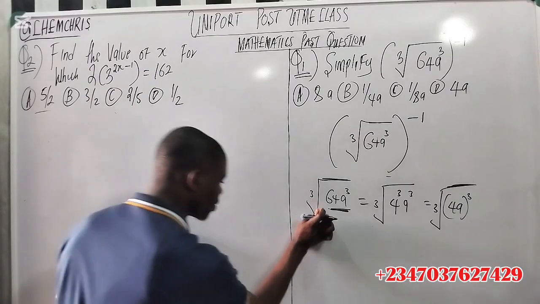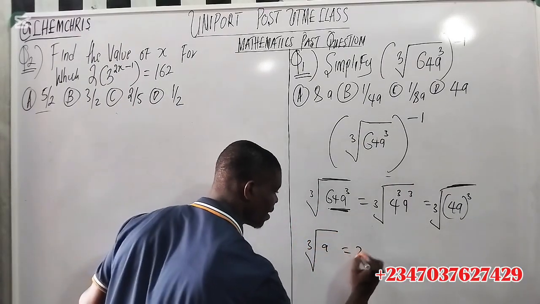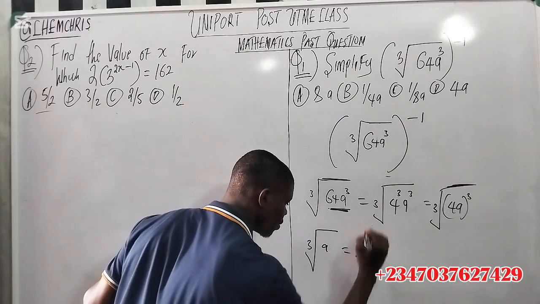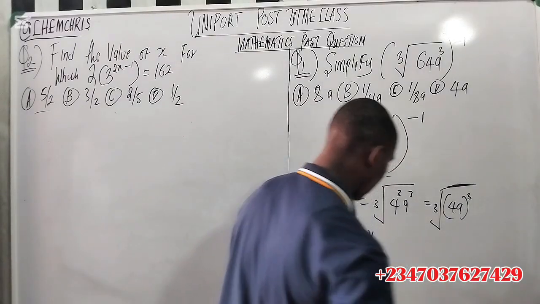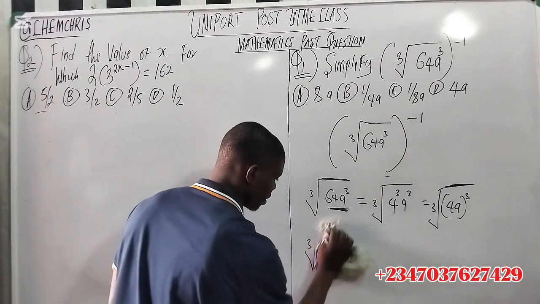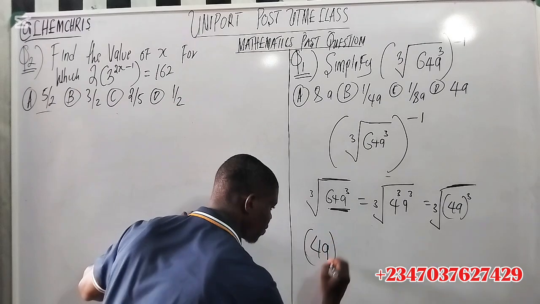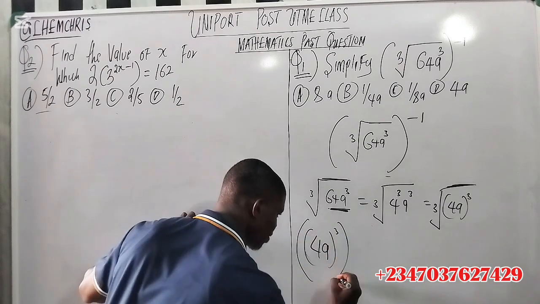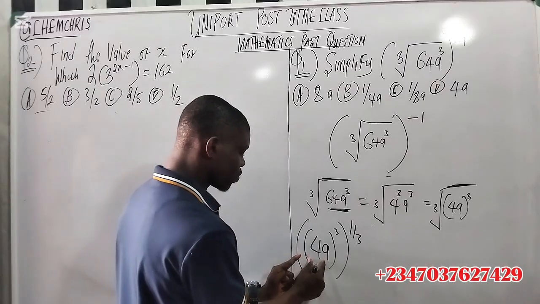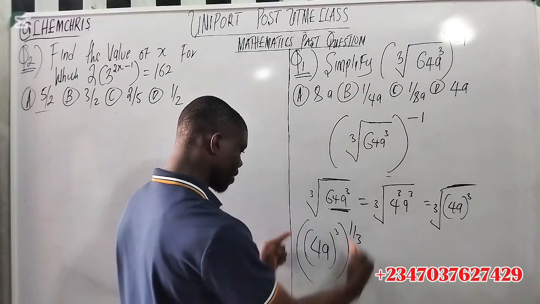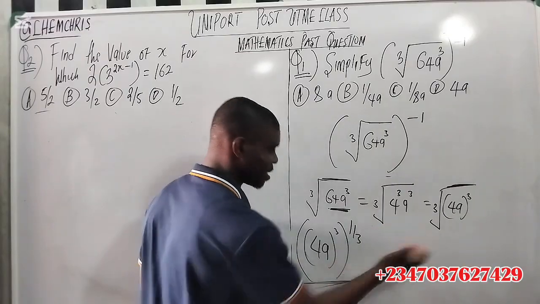Now, remember I told you that whenever you have a cube root like this, a, it's always a raised to the power 1 over 3. The same thing here: it's going to be 4a all raised to the power 3, then 1 over 3. Do you know the reason why I put this bracket here? Because this power is affecting everything here, so I put the bracket so that it will affect everything. So this can also be written as this.